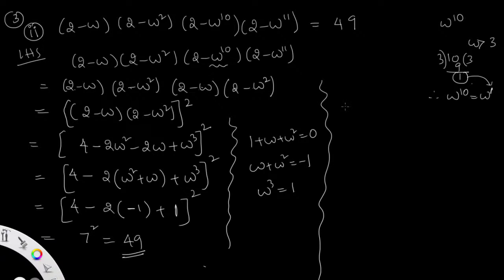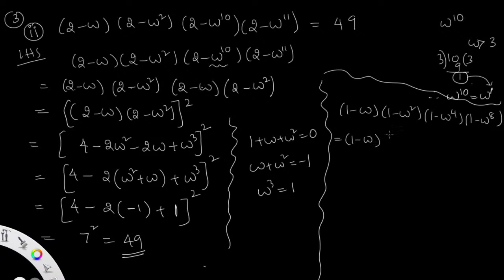So that is 1 minus omega into 1 minus omega square into 1 minus omega power 4 into 1 minus omega power 8. Same thing. First two terms, no need to change.